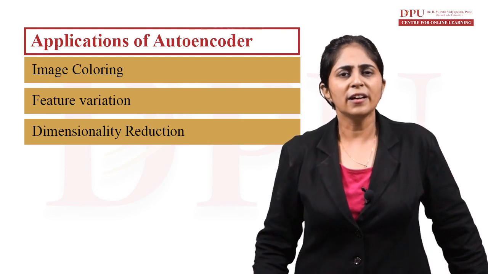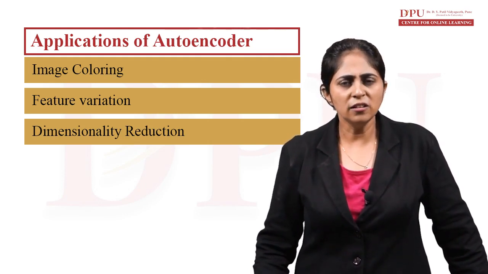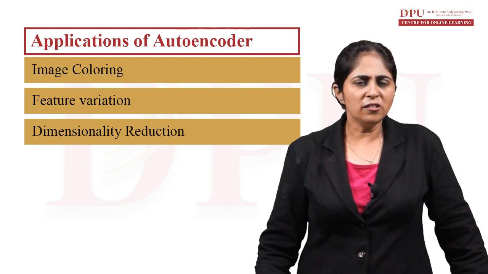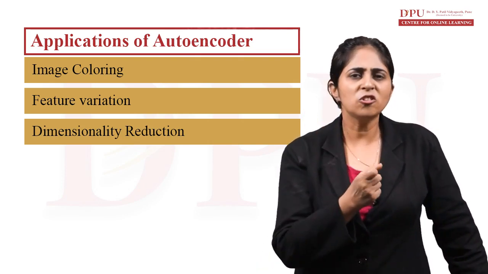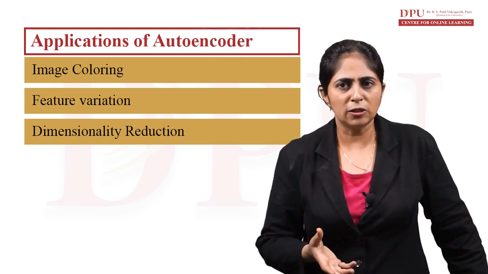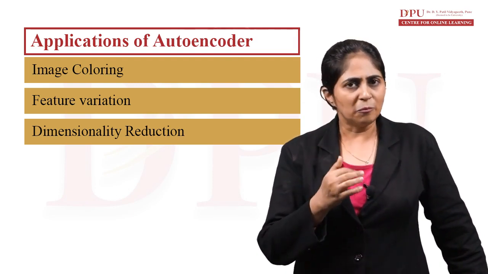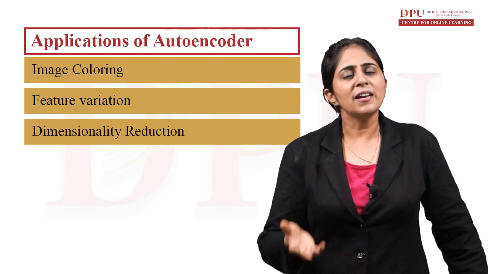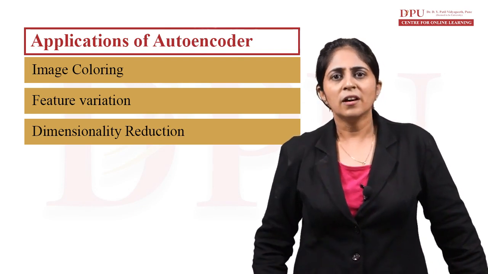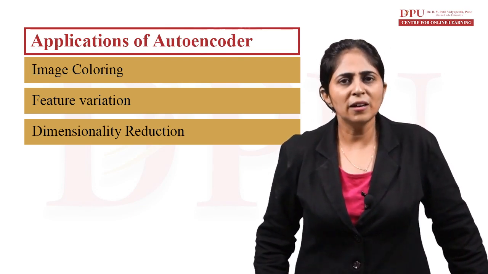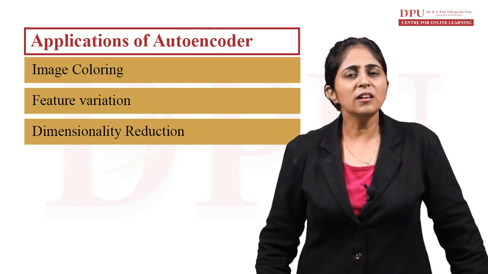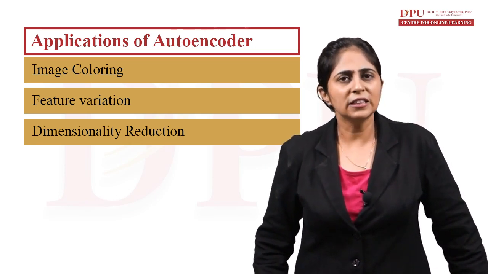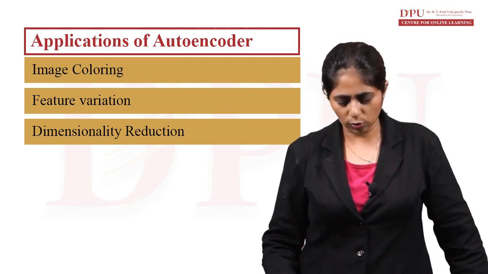Third application is dimensionality reduction. With the reconstructed image, the dimension of our image can be reduced. We can generate the image with reduced dimension. It helps in providing a similar image by reducing the pixel values. So this is called dimensionality reduction, where we can use our autoencoder.